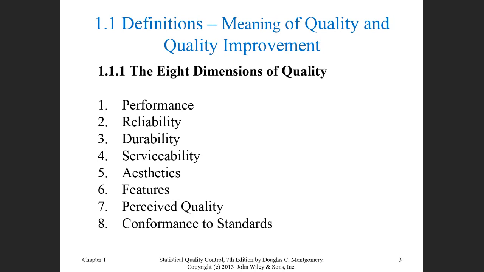Number 4, or dimension 4, is the serviceability. By the word, it means that you are able to maintain it, you are able to serve it. If you cannot maintain it, it is not considered to be a quality, whether a product or a service. You need to be able to maintain it or to fix it when it has failed.